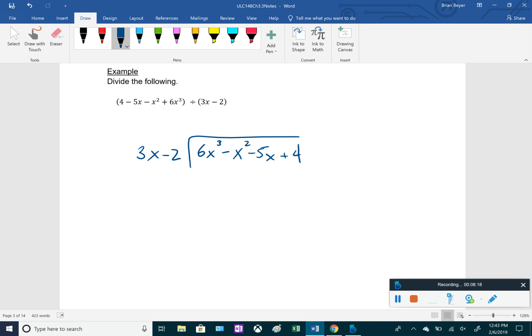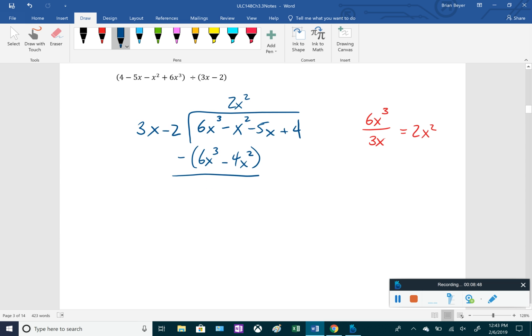Okay, so we're going to think, what do we have to multiply 3x by to get to 6x cubed? Or if you don't want to think of it that way, you just divide them. 6 divided by 3 is 2. X cubed divided by x is x squared. So I'm going to put that over this x squared, so 2x squared. And then we're going to multiply 2x squared by 3x minus 2. We get 6x cubed minus 4x squared.